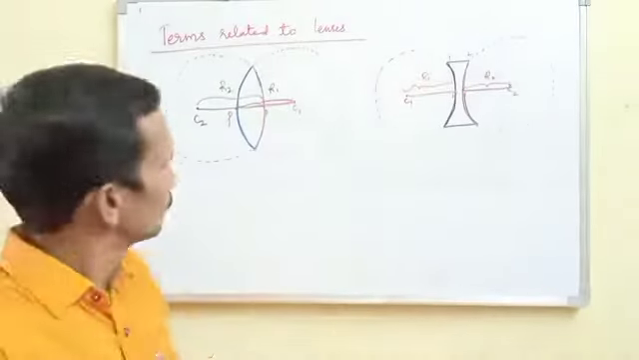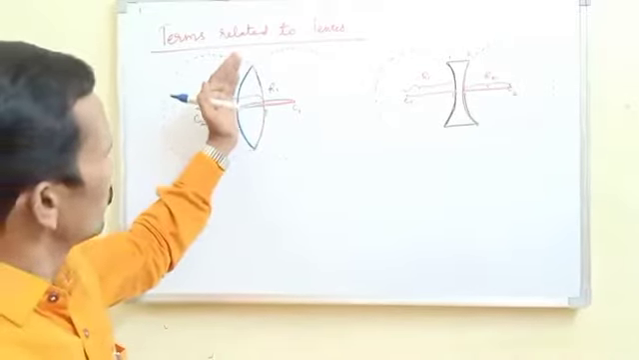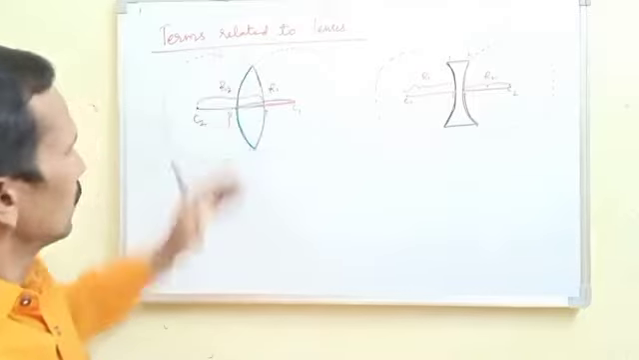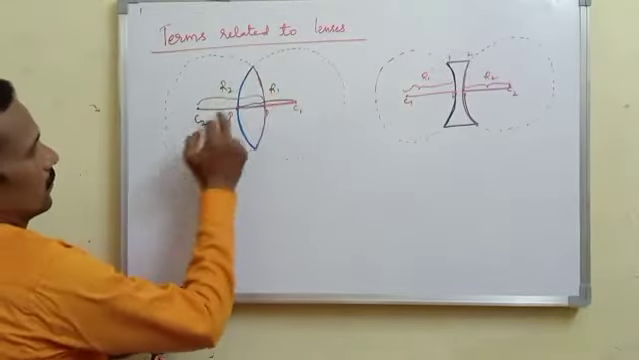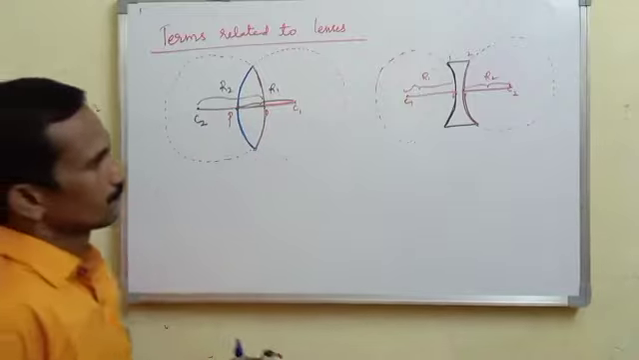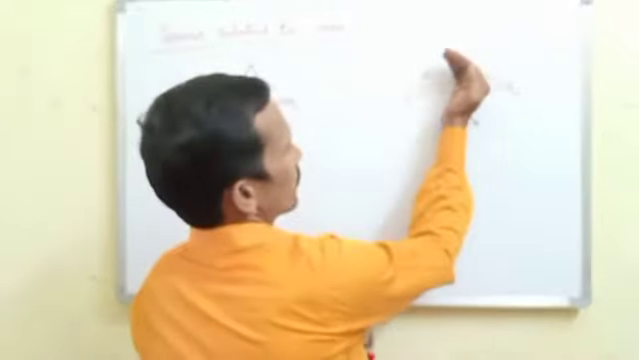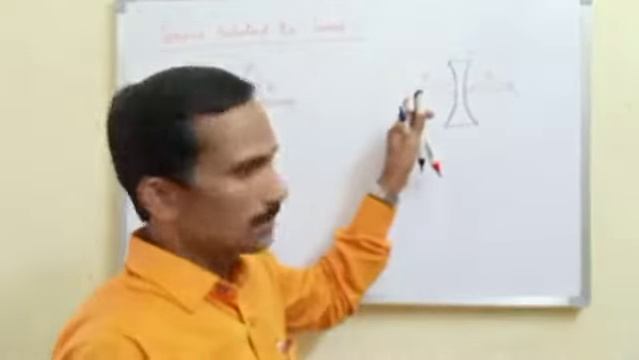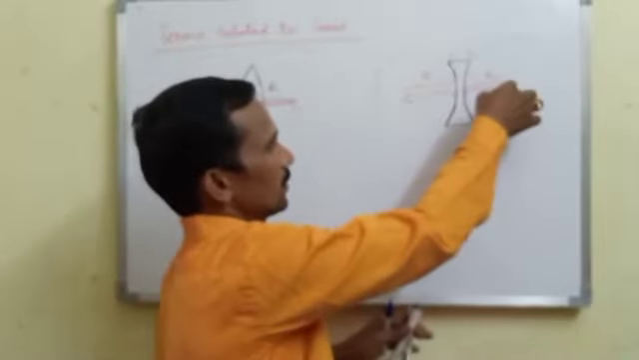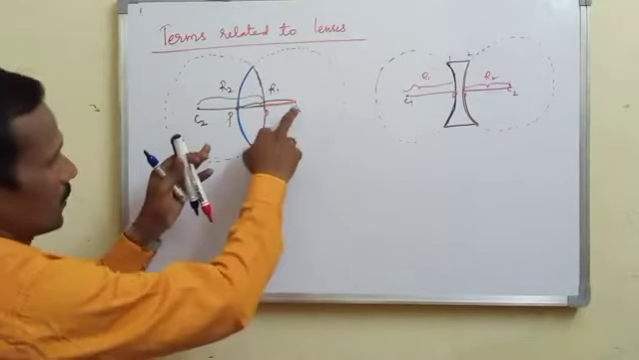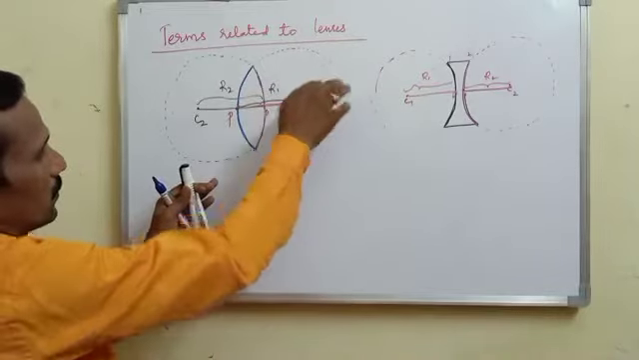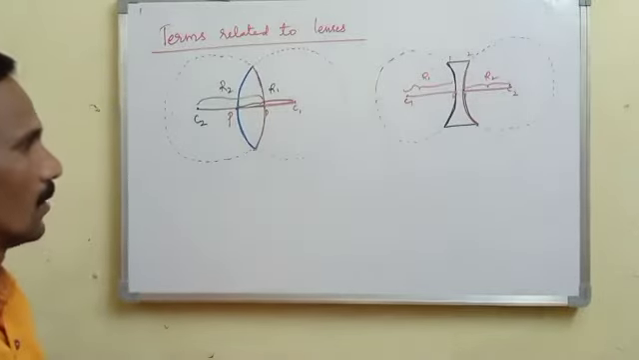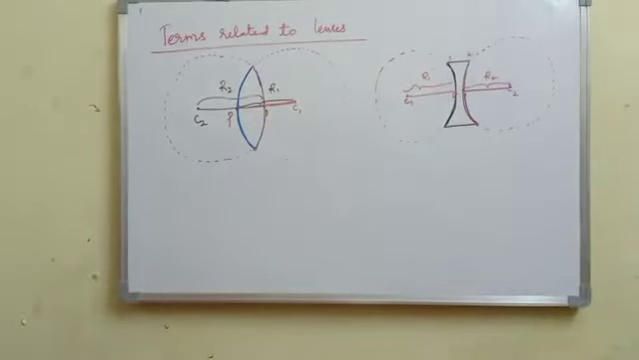Students, carefully observe. For the convex lens, it is the first curve, so here it is C1, R1. It is the second curve, so here it is C2, R2. For the concave lens, it is the first part, so here it is center of curvature 1, C1, R1. It is the second part, here C2, R2. Don't get confused here. C1 is on this side for the convex lens, and here it is C1 for this concave lens. So these are made from spherical glass.